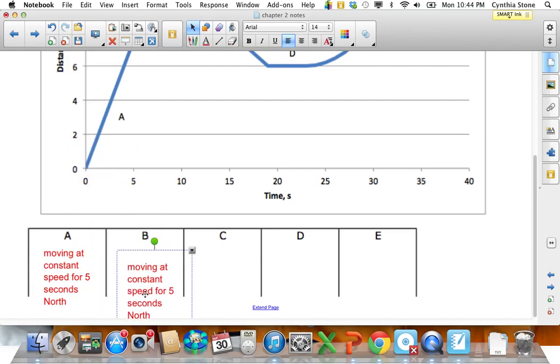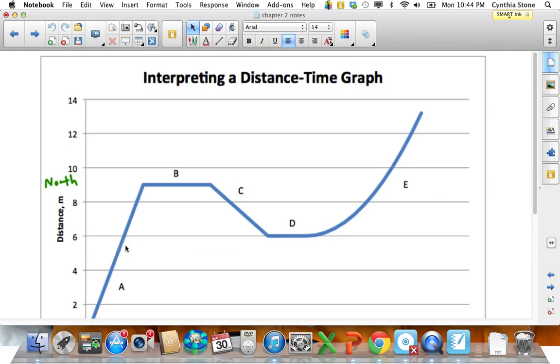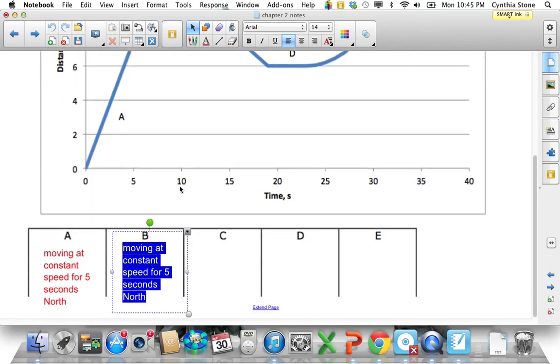In B, don't write this, I'm going to delete it. In B, if you look, his position, his distance from wherever he started, is at the same spot. It's at, say, 9 meters, and it sits at 9 meters. So in section B, he's not moving at all. He's staying at the same distance from wherever. So staying still.